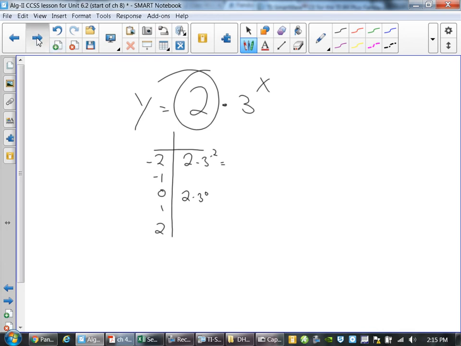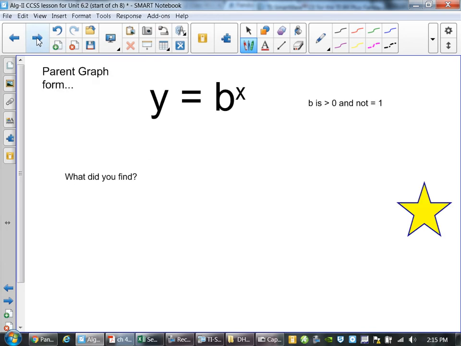Anyway, let's look at what happens when we throw this in. Like I said, the parent graph, for today, to start with, is a growth model. Growth is when b is greater than 0 and not equal to 1. Because if it was equal to 1, what's 1 to any power? We'd get a horizontal line and we wouldn't be able to do exponential form with it. So it's not growing. It's stagnant.